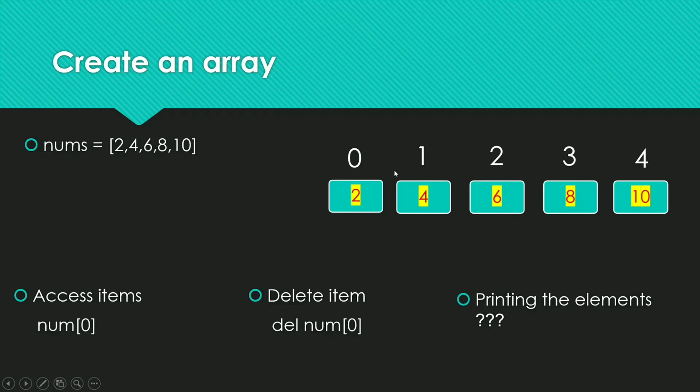It's just whole numbers, so it could be 0, 1, 2, 3 and 4. So here we've got 5 elements and the number of indexes will be n minus 1. Since it's starting from 0, 5 minus 1 gives us 4. So basically the indexes are starting from 0 to 4.